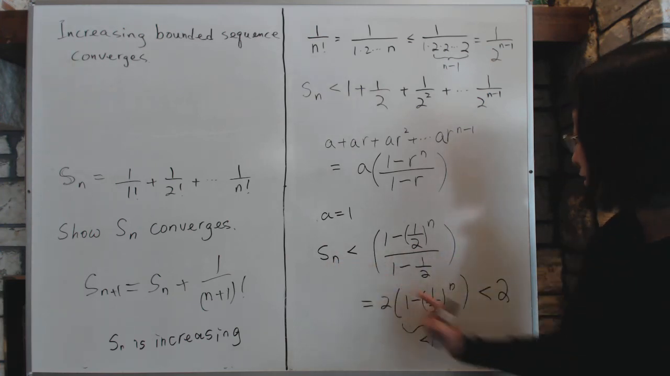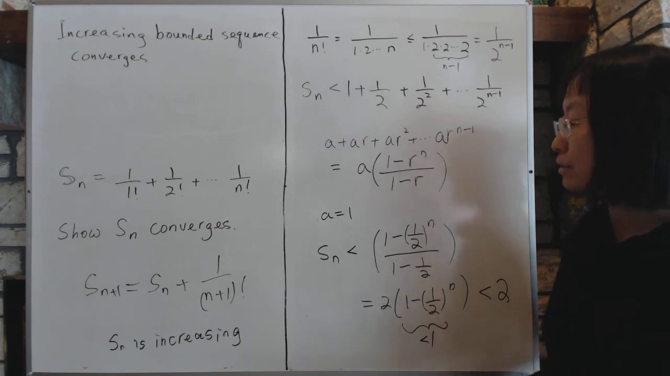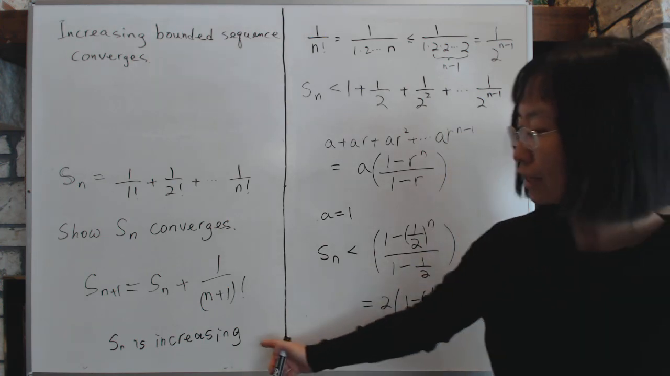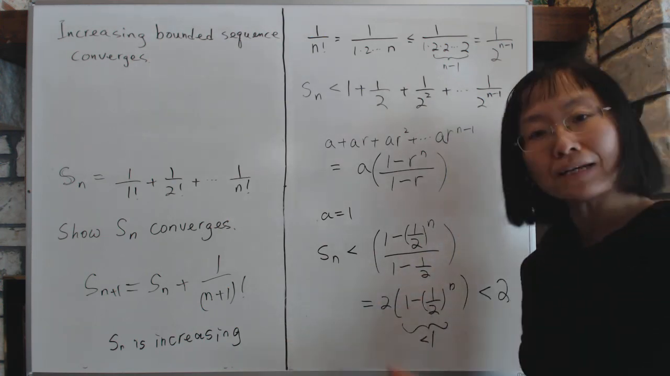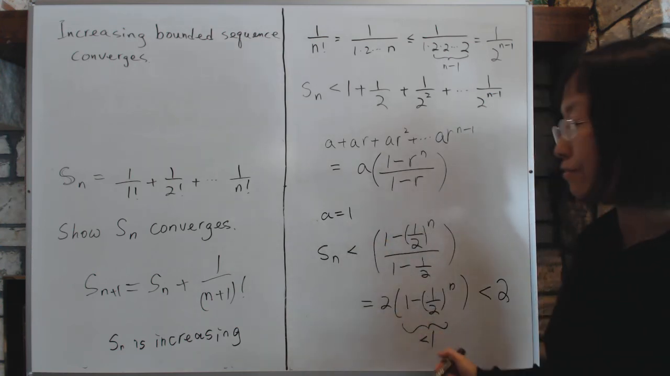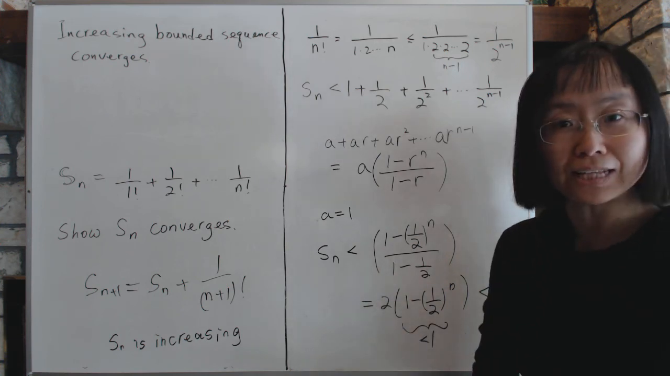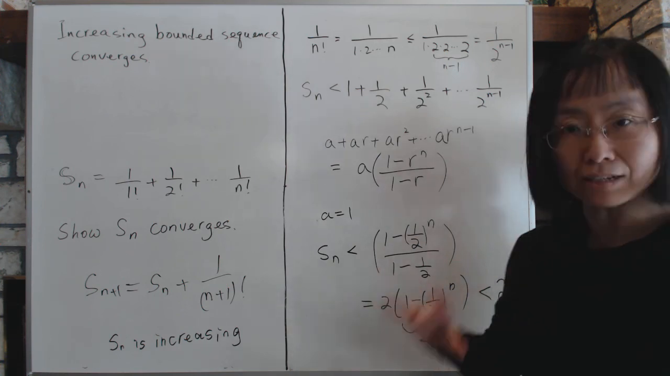Notice that Sn is less than 2 no matter how big n is, what we have established, and therefore it's a bounded sequence. We have shown that Sn is an increasing sequence, it's a bounded sequence, therefore by the theorem, it is a convergent sequence. We haven't figured out what it converges to, but for this problem, we're not interested in that. We're just trying to show that it does converge.